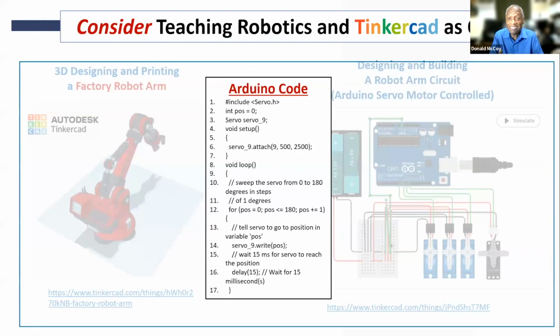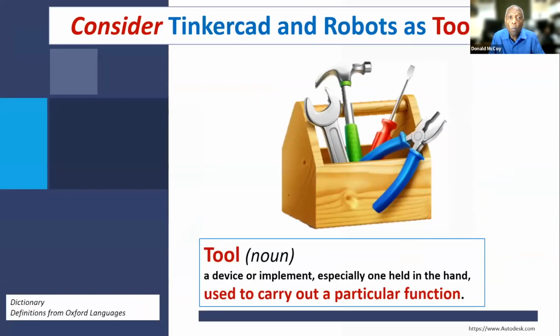Next is the code. You need to control the arm, right? So the Arduino code is out there. Now, both Kevin as well as Christian have shown you block code, but we can also do it in C++. So one of the next things I want you to think about really hard is to consider both Tinkercad and robotics as tools. As you can see, just the definition of tools itself is to carry out a particular function.